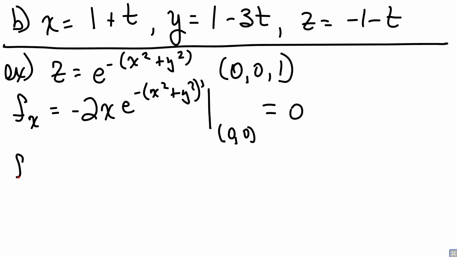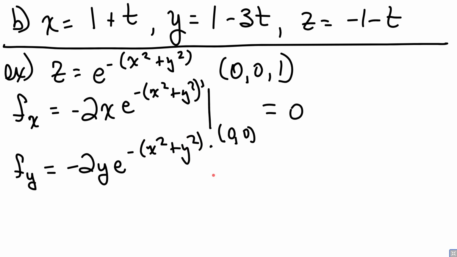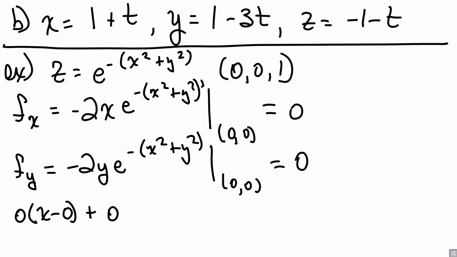Okay, now next we're going to do the partial with respect to y. So what would that be? Negative 2y e to the power negative x squared plus y squared. All right, and if we evaluate the point 0, 0, what are we going to get? 0. Okay, now when we look at this, we basically are going to have that 0 times x minus 0 plus 0 times y minus 0 minus z minus 1, and that's equal to 0.